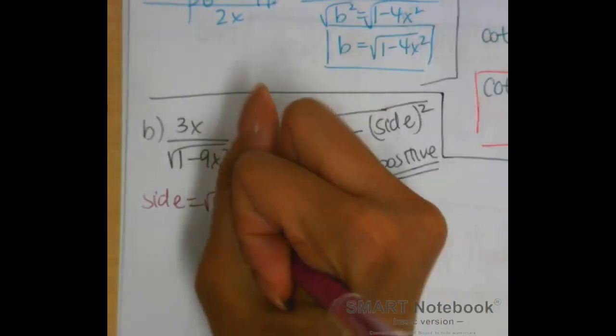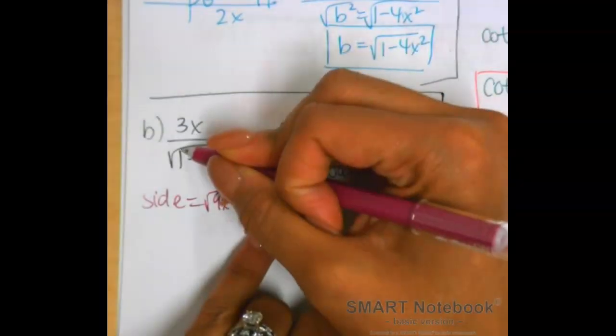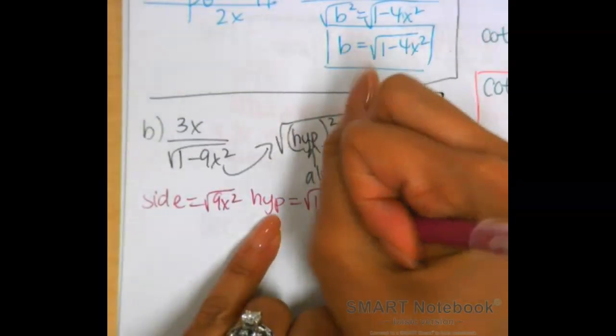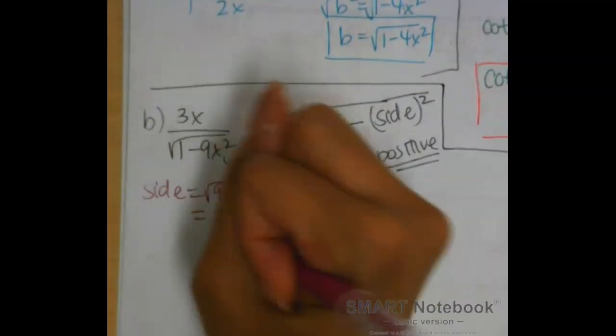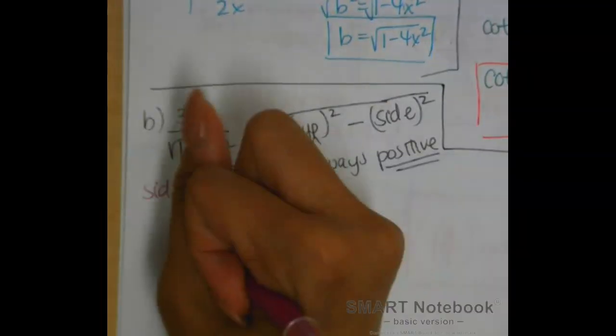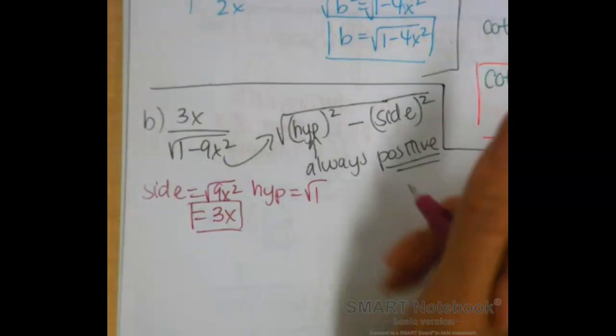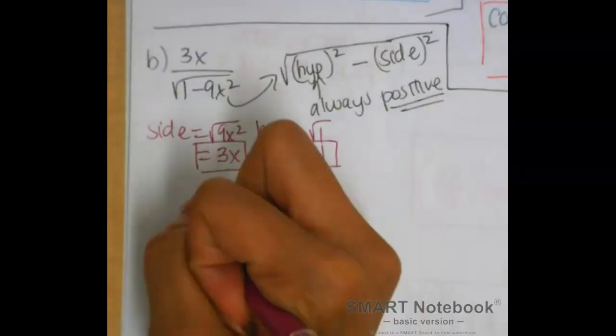9x squared. And then the hypotenuse for this is going to be the number in front. This number for your hypotenuse, guys, always has to be positive. So I'm going to square root this. The square root of 9x squared is 3x, trying to finish. And the square root of your hypotenuse, which is just 1, is just going to give you 1. So I'm going to create two triangles.